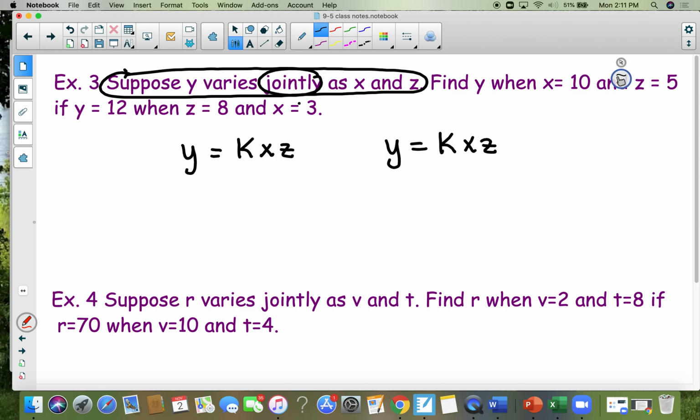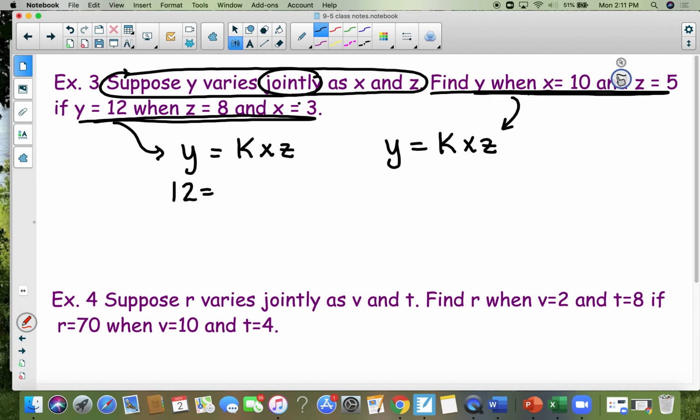Okay, they mix this up. Do you see it says to find y? That's for this one right here. We have to always find k first, so this one is for this one. So you kind of have to be careful when you're reading it. If it says to find y, that's for the second equation. If y is 12, we always find k in the first equation.